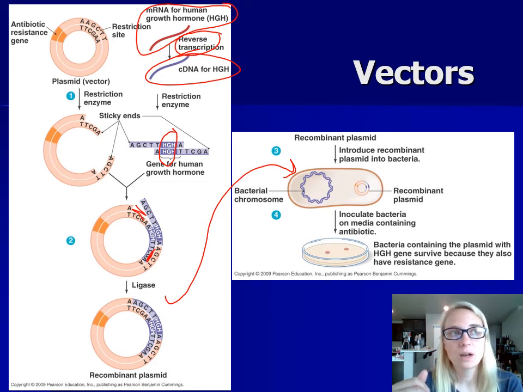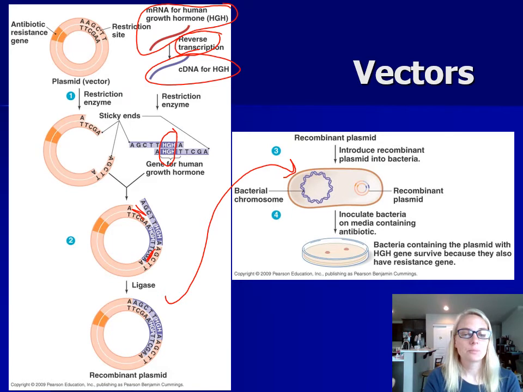So good vectors are going to be small in size, they're going to be easily taken up by the host cell, and they have to have some kind of marker to let you know that the transformation was successful or the recombination was successful. So in this particular example, they just say antibiotic resistance. So they're not saying which particular one.